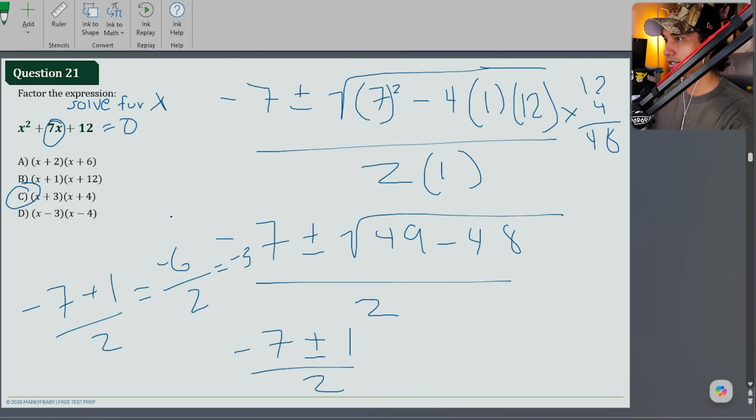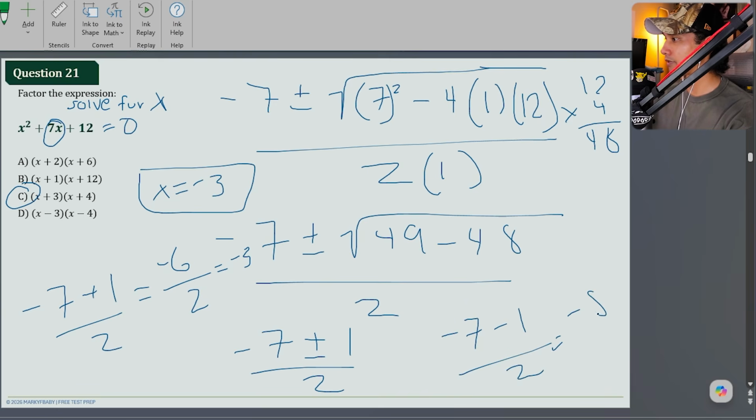Equaling -3, x equals -3. And then we do -7 minus 1 over 2 equals -8 over 2, giving me x equaling -4. And those are the correct answers.